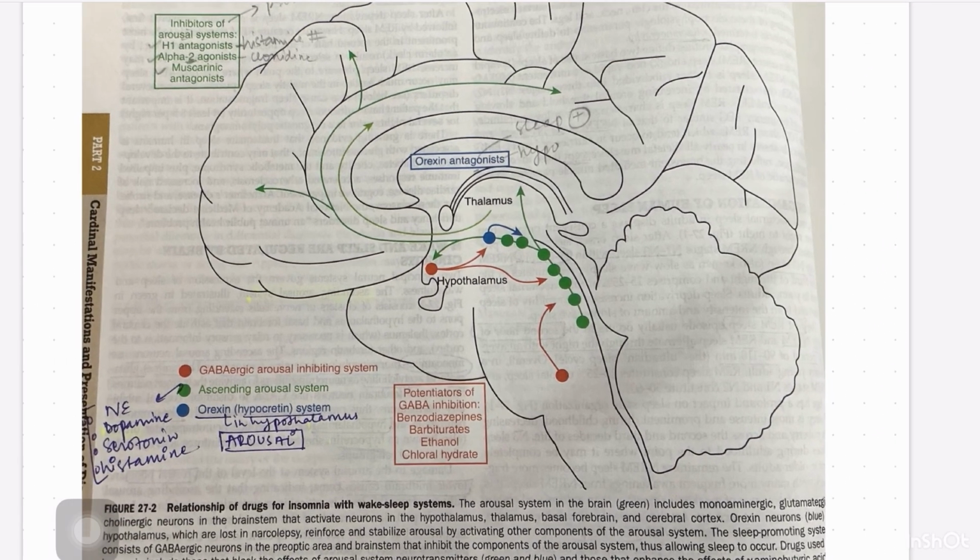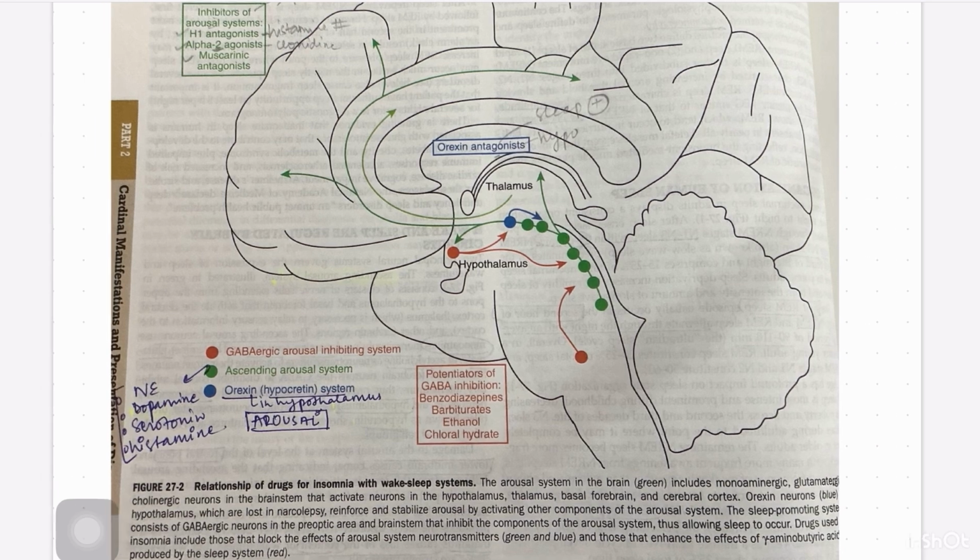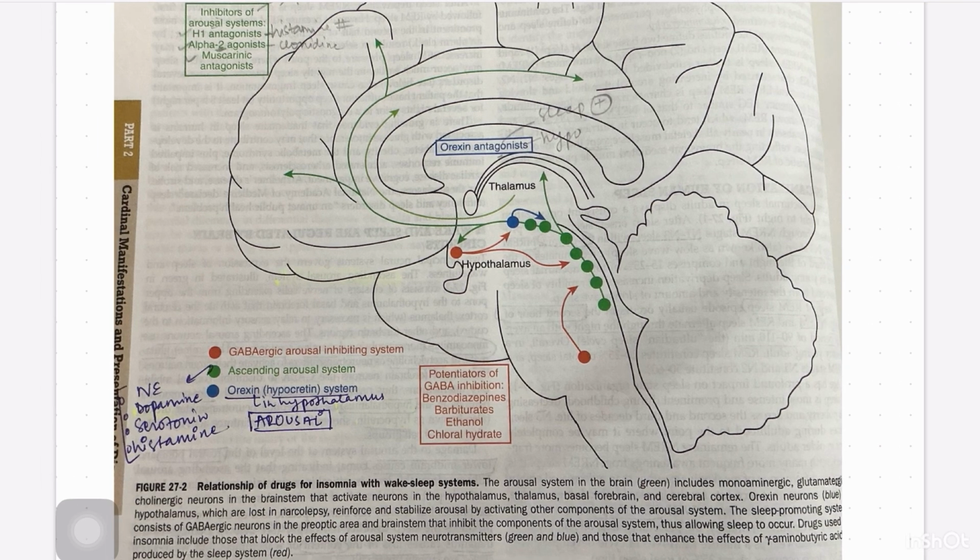Okay, now this is straight from Harrison. Okay. Now what this says is you have an ascending arousal system. Now this is the ascending arousal system which keeps us awake, mediated by many chemicals like norepinephrine, dopamine, serotonin and histamine. Okay, after that you have orexin in the system. Now this orexin is secreted in the hypothalamus which is also responsible for arousal.